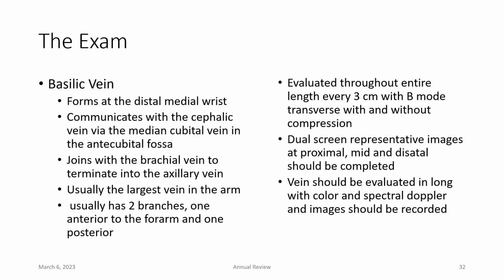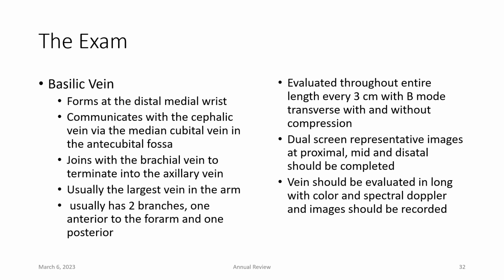For the basilic vein, we know that it's going to form at the distal medial wrist. It's a superficial vein, so it is not going to be accompanied by an artery. It's usually the largest vein in the arm, and it often has two branches, one anterior to the forearm and one posterior to the forearm. If you want to start assessing this at the wrist and following it up, you would want to evaluate both of those basilic veins.